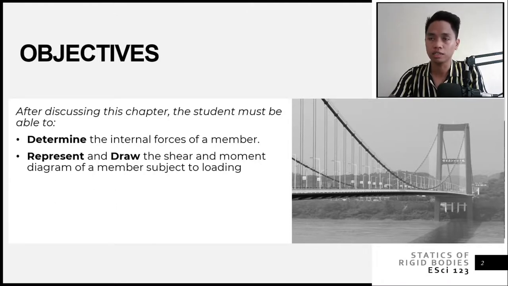Unlike in our structural analysis, with truss members, we assumed that our truss members are only subjected to one force, your normal force. So your only choice there is either tension or compression. Unlike here, in this chapter we are going to discuss the different internal forces or internal reactions in a member. Then after that, once we know what the internal forces are, we are going to represent and draw the shear and moment diagrams of a member on different loading conditions.